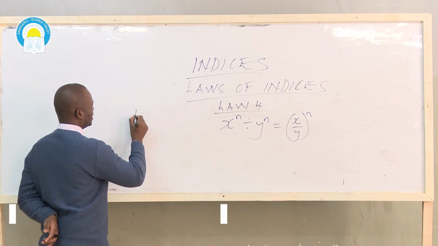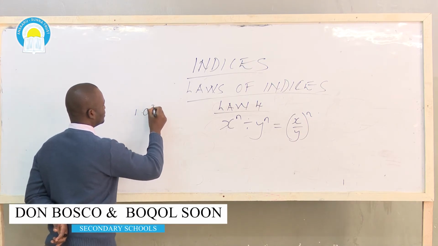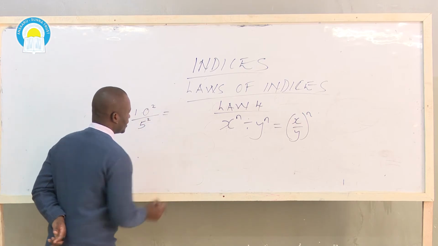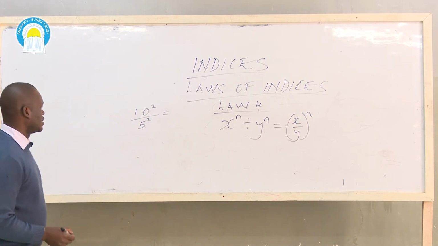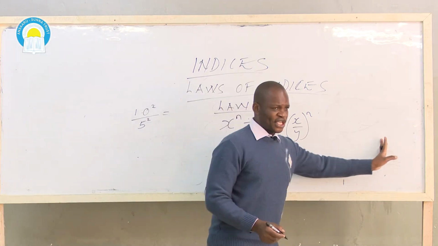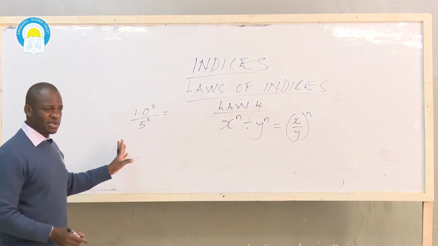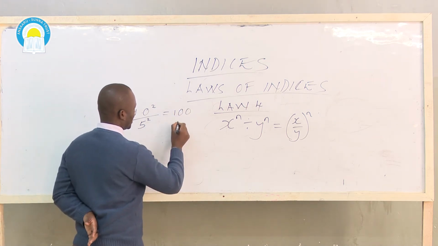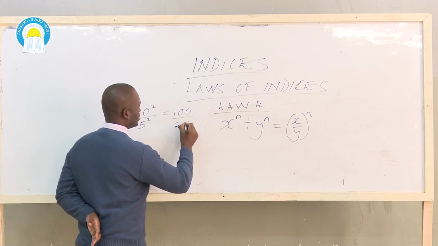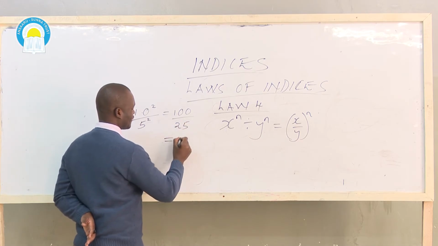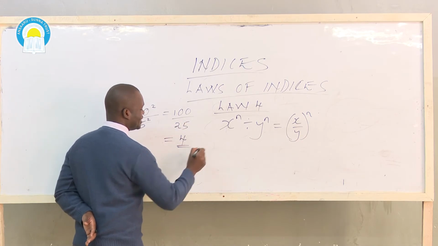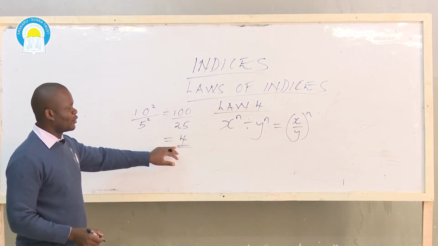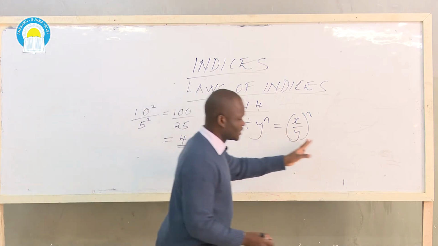Illustration, let me talk about 10 squared over 5 squared. Of course, now working without the application of this law, what is supposed to be our outcome? 10 squared would give us 100. 5 squared would give us 25. In the end, that division will give us an outcome of 4.